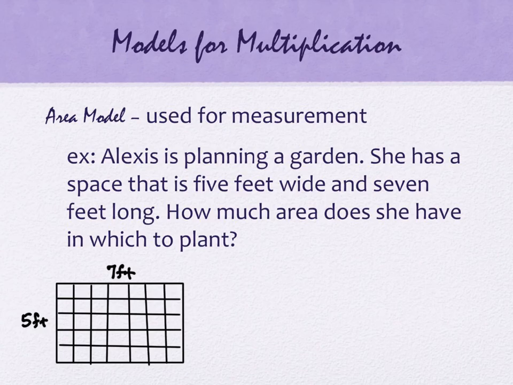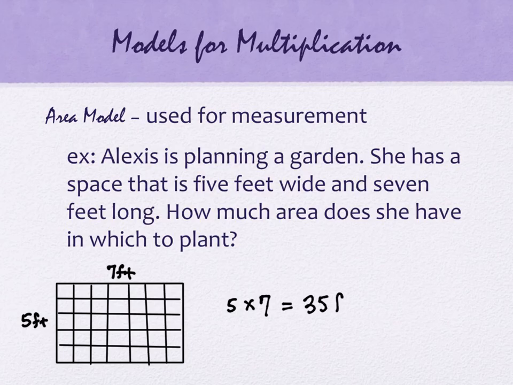But each of these boxes is space. It's not an object, right? The cookies were an individual object that was in that spot. This is the space that we're actually looking at itself. So when we do this, we end up again with a multiplication, 5 times 7, which is 35.